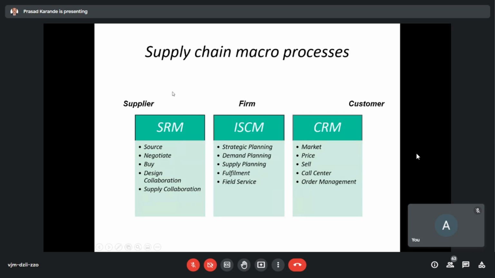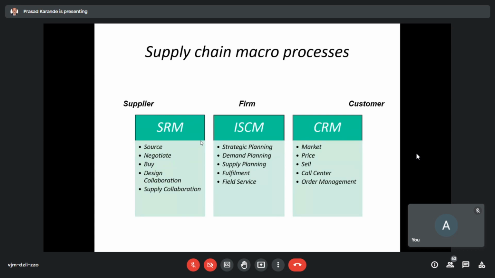So these are the processes of supplier relationship management. These are the processes, as we have discussed in the cyclic view, between supplier and operations, or supplier and firm or organization. Then after supplier relationship management comes internal supply chain management. In fact, this internal supply chain management is the supply chain management within organizations.